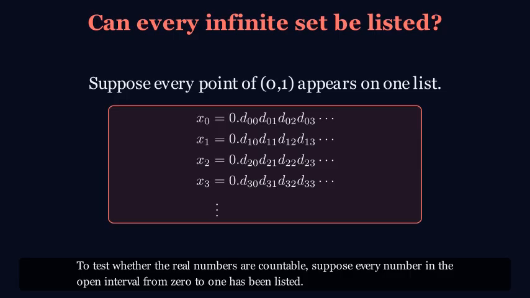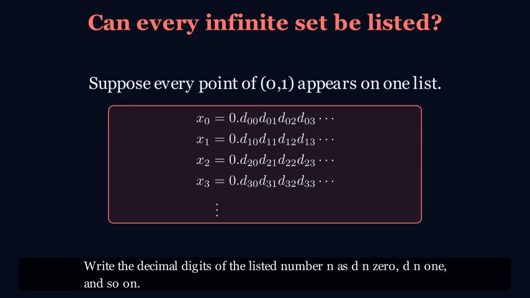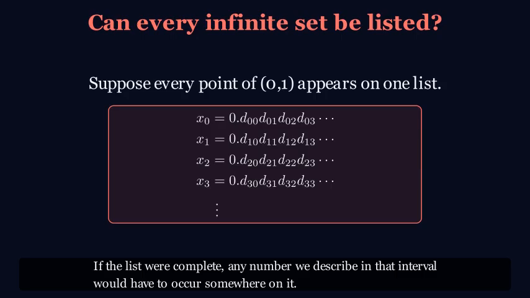To test whether the real numbers are countable, suppose every number in the open interval from 0 to 1 has been listed. Write the decimal digits of the listed number x_n as d_n0, d_n1, and so on. If the list were complete, any number we describe in that interval would have to occur somewhere on it.